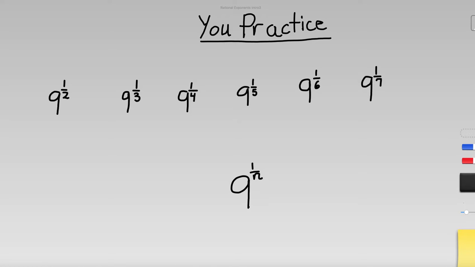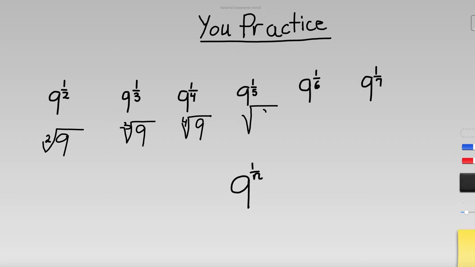Okay, so 9 to the 1/2, the denominator is 2. So this is going to be basically the second root, or the square root of 9. The denominator here is 3. So this is going to be the cube root of 9. The denominator here is 4. So this is going to be the fourth root of 9.